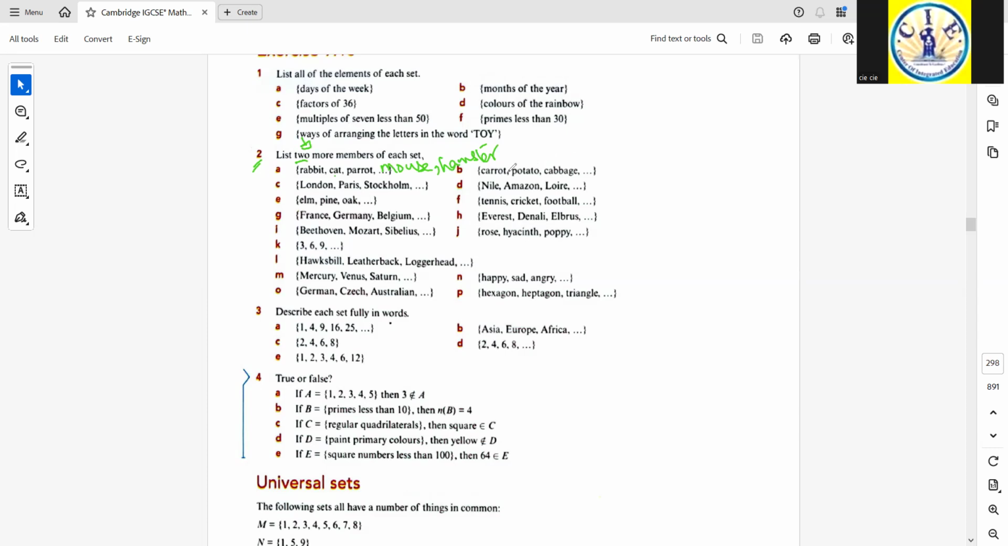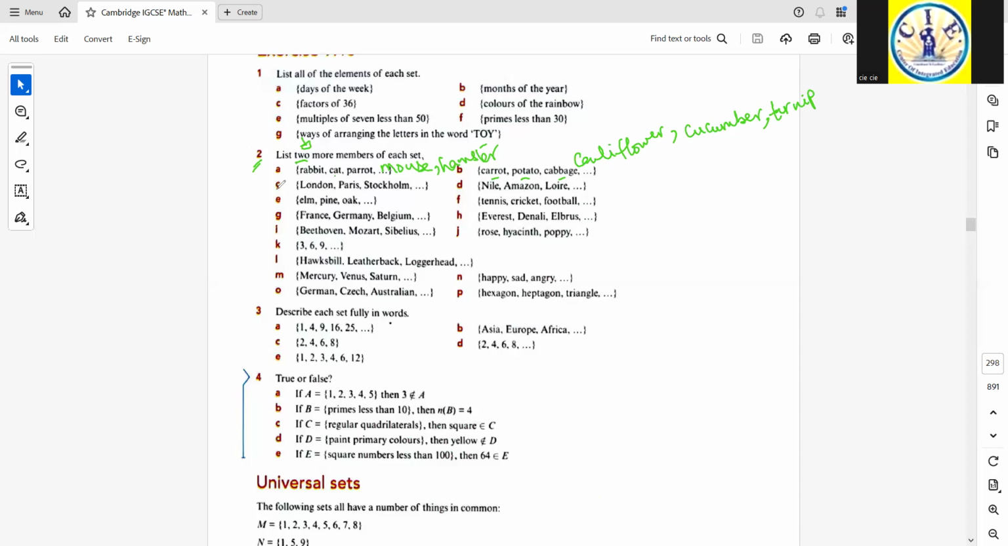Okay, in part B, these are vegetables: carrot, potato, cabbage. So we can name any other vegetables like cauliflower. We can write cucumber. We can write down turnip, etc.